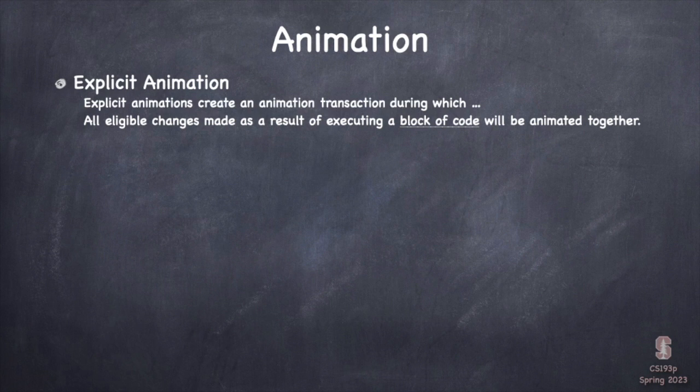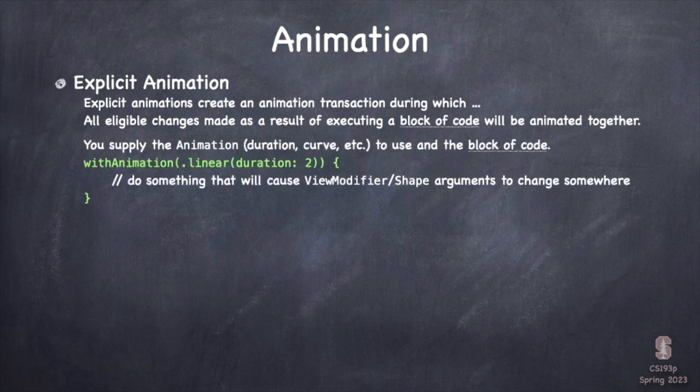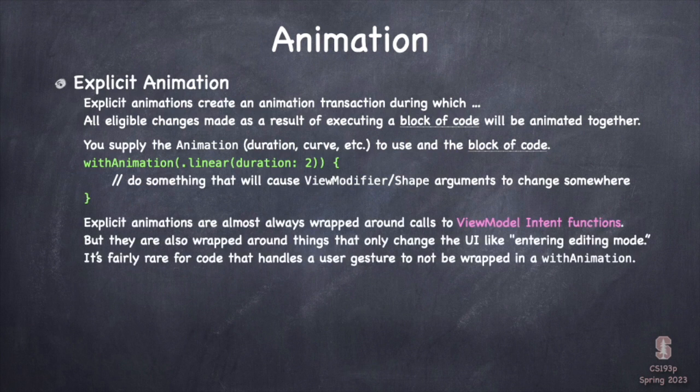As I said before, it's essentially just wrapping a block of code, things that are going to be animated together. So here's an example of it. You see I've provided a linear animation here, 2 seconds long. And whatever happens inside here, this do something that will cause viewModifier shape arguments to change, that's all going to get animated together with that curve, a linear curve 2 seconds long.